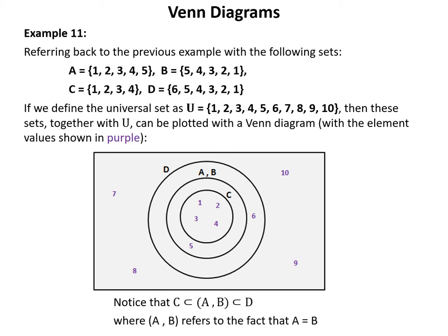Now notice the following. We can say that C is a proper subset of A, B, and we just use the notation of the brackets with the A, B to denote that A and B are the same set. So C is a proper subset of A, B, which are both proper subsets of D. In other words, C is a proper subset of A and B and D, and A and B are a proper subset of D.